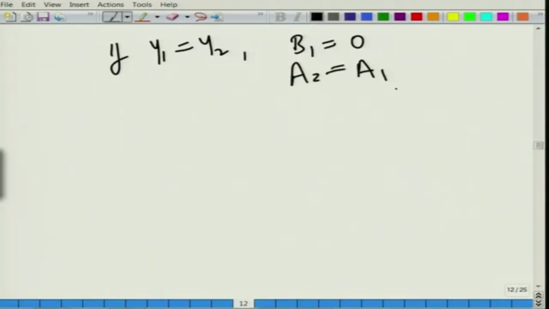That means whatever waves come, they pass through completely without suffering any reflections or any phase change, nothing at all, because there is no area discontinuity in such a case. So that is one extreme.